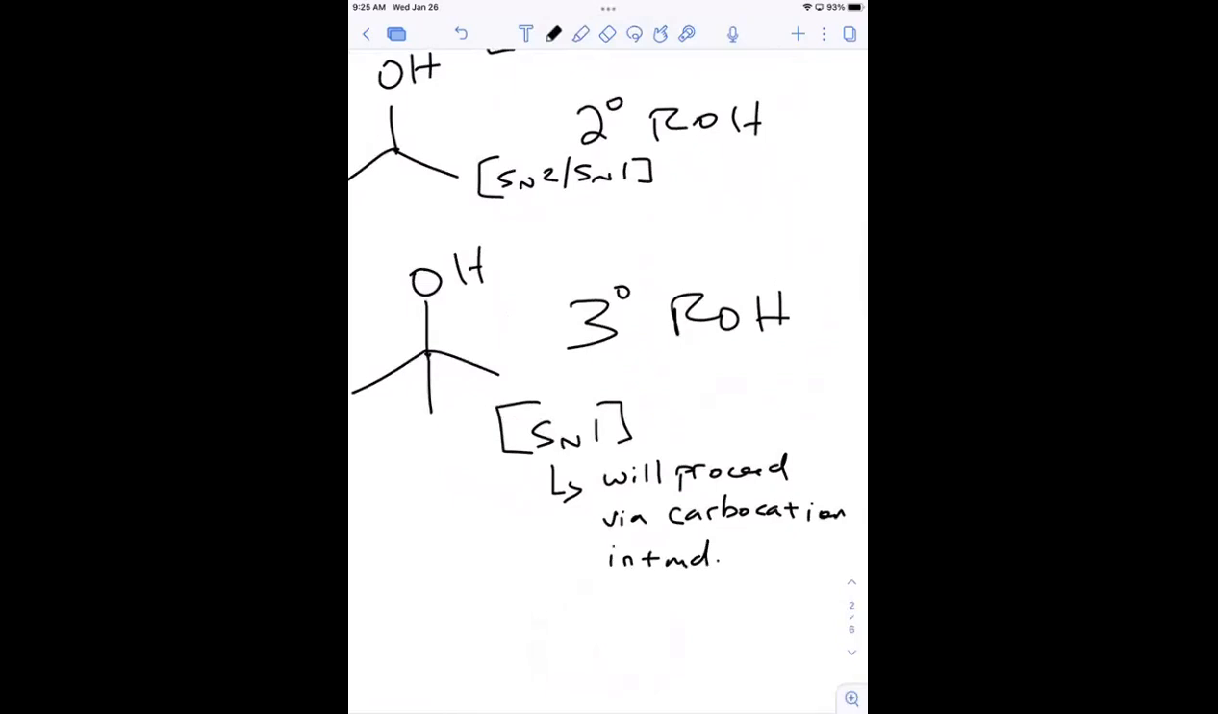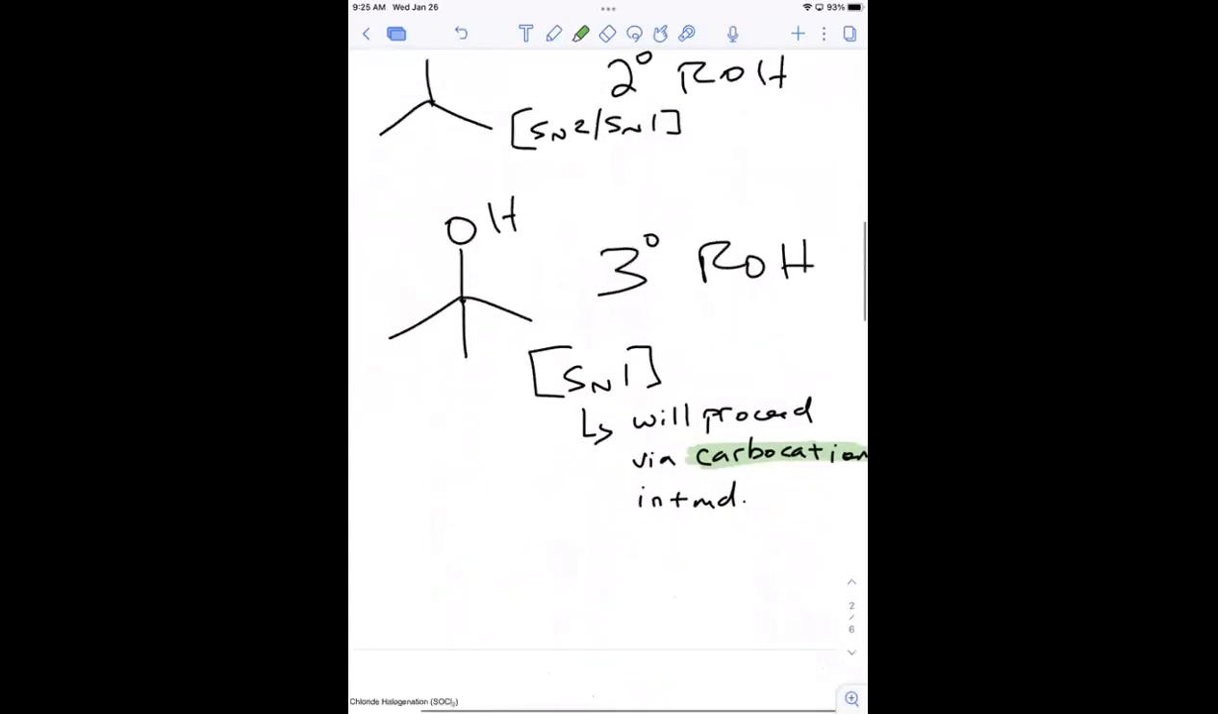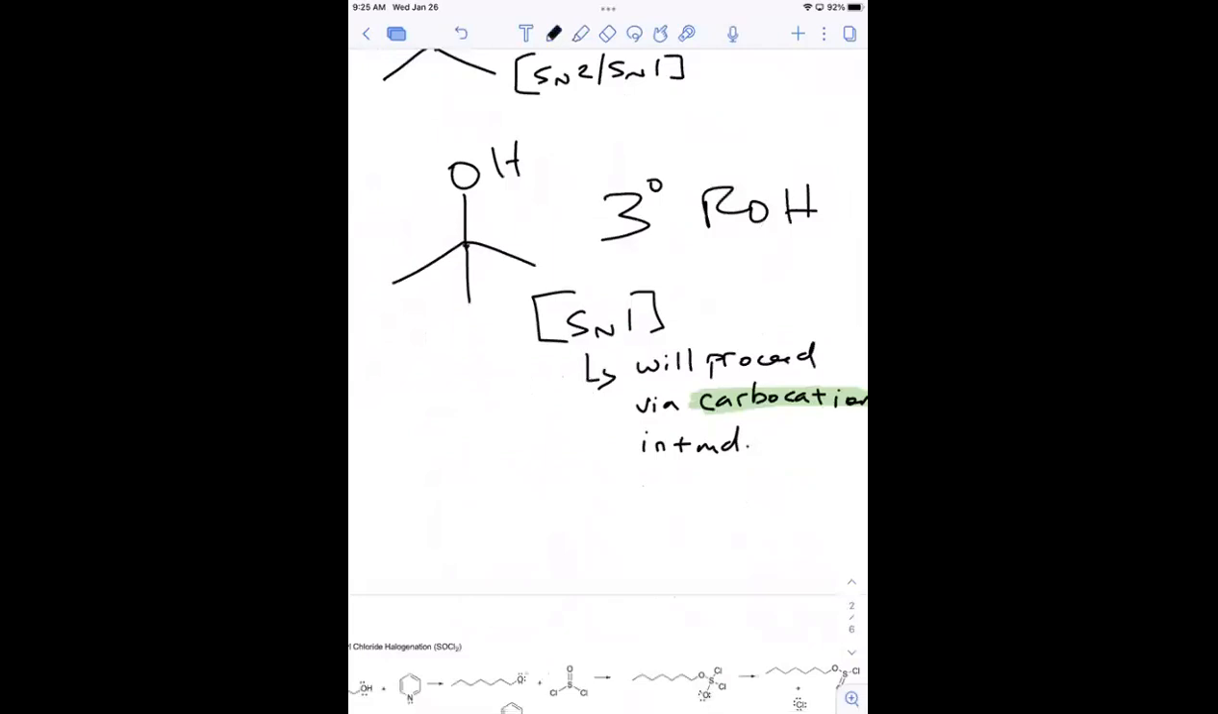A reaction that goes through an SN1 mechanism is going to go through a carbocation intermediate. That's the key difference between SN1 and SN2. So this is going to be a tertiary alcohol getting converted into an alkyl halide. It's going to be stepwise.